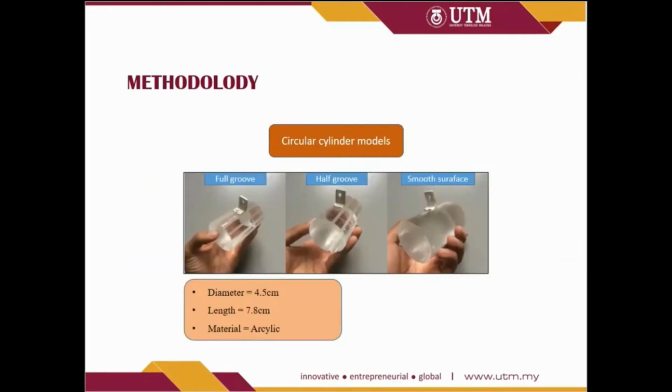Next, we proceed to the image of the circular cylinder models used in my project: full groove, half groove, and smooth surface. All these 3 models have the same diameter, length, and material. The diameter is 4.5 cm and the length is 7.8 cm, and the material of the cylinder is Arcalite.